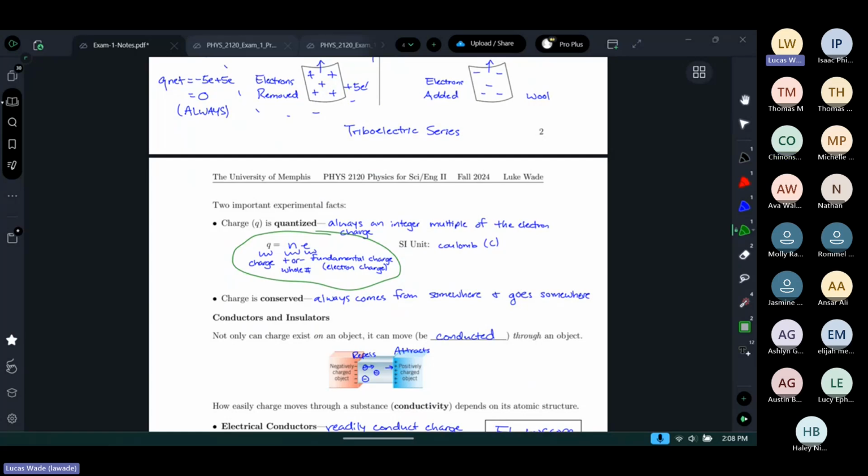I can get 2 times 1.6 times 10 to the negative 19 as a charge, so 3.2 times 10 to the negative 19 is possible. So is 3 of those, or 4.8, and so on and so forth. But I can't get 1.5 of them. I can't get 1.25 of them. I can't get negative 6.5 of them. I can't get pi electron charges. It can only be a whole number multiple of the fundamental charge, which is the 1.6 times 10 to the negative 19 Coulomb charge of the electron.